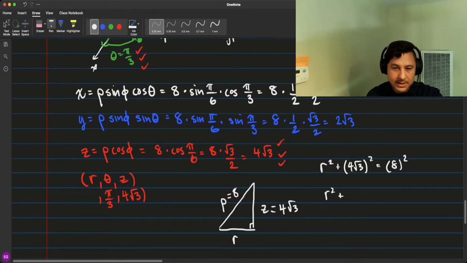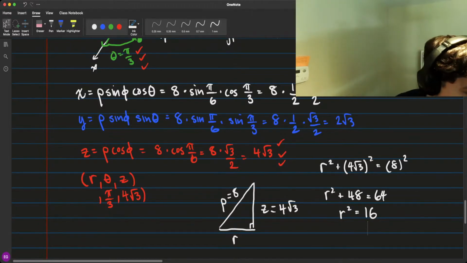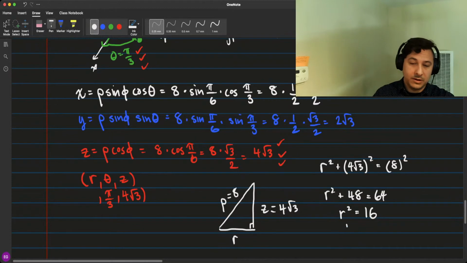So r squared plus 16 times 3. What's 16 times 3? 48. And 8 squared is 64. What do you get when you subtract those? 16? 64 minus 48, 16. I'm just going to wait for affirmation. I don't feel confident in my mathematical abilities right now. Okay, good. So when you take the square root, you get 4.